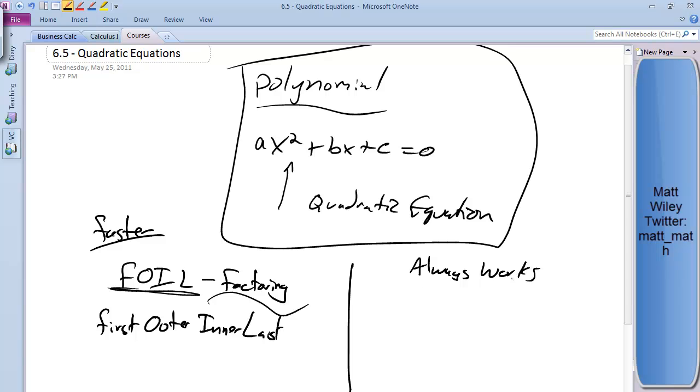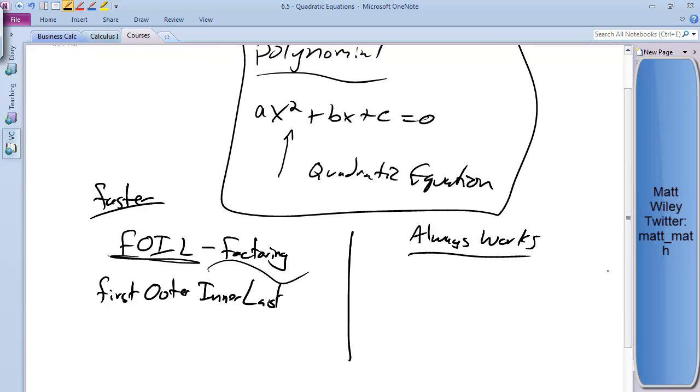Then there's the one that always works. This is sort of a nuclear option, though. It always works, but there are some risks to it. This is when you've got a quadratic equation like this and you're trying to solve it for x, just like we were trying to solve the linear equations for x.